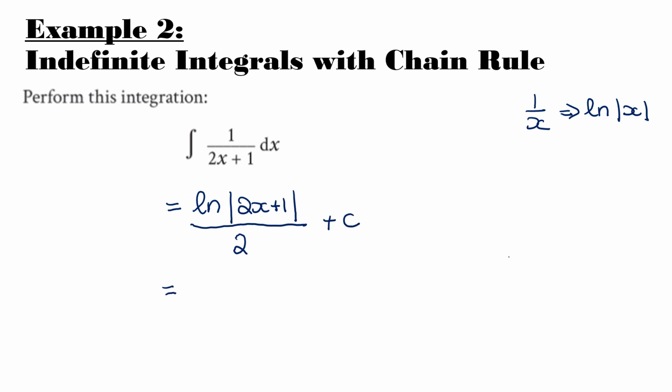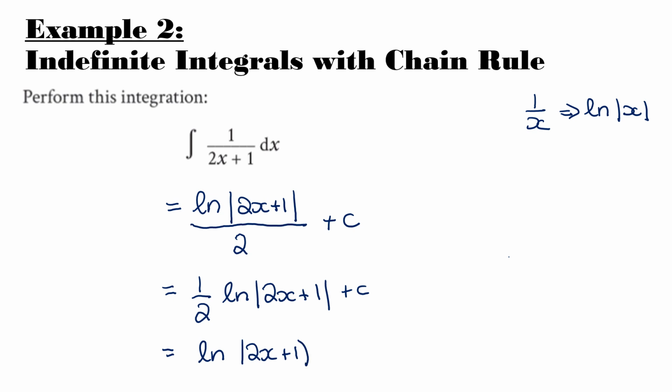Often what we see happen in this case is we write it, rather than over 2, as a half. The reason we tend to do it like this is because we can then use our law of logs and bring that half to be a power. So you could have this as ln of 2x plus 1, all to the power of a half, plus c.